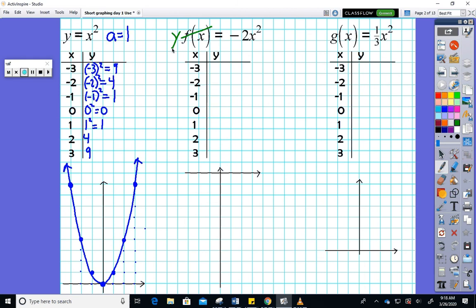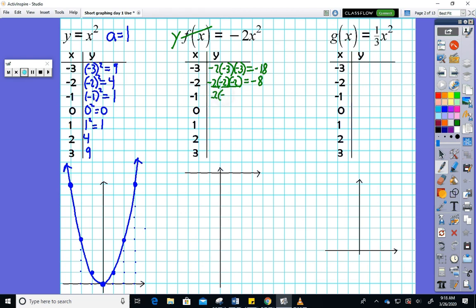All right, so on this one, I'm going to say -2 times -3 squared. Well, remember, -3 squared is -3 times -3, which is 9. 9 times -2 is -18. Then -2 times -2 squared. -2 squared is -2 times -2 is 4. Times -2 is -8.